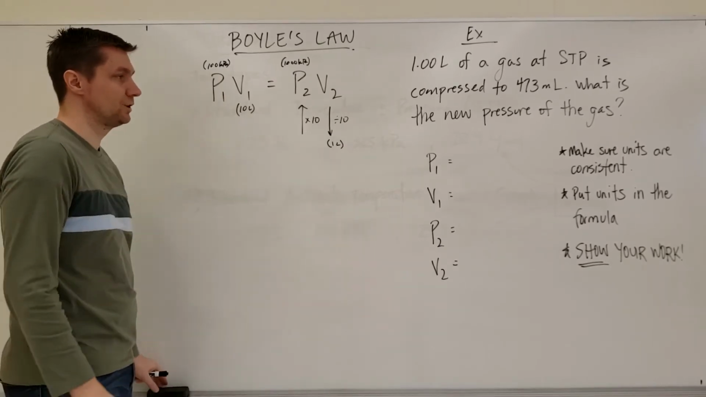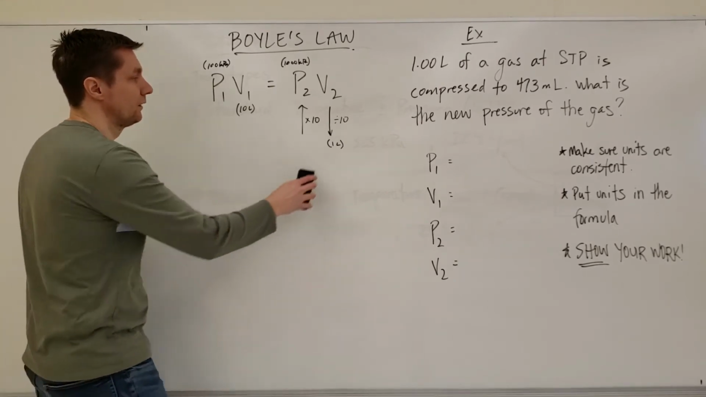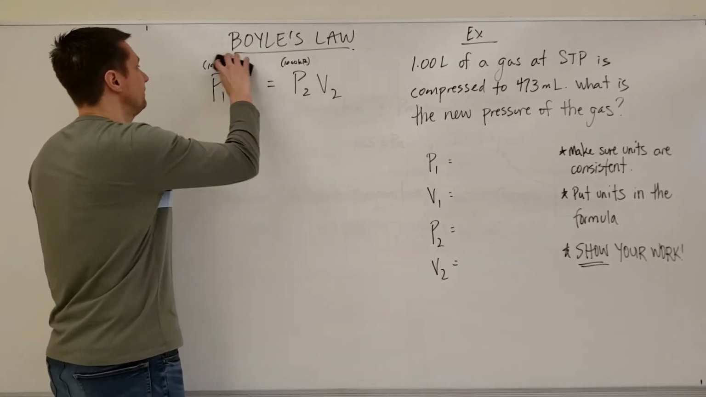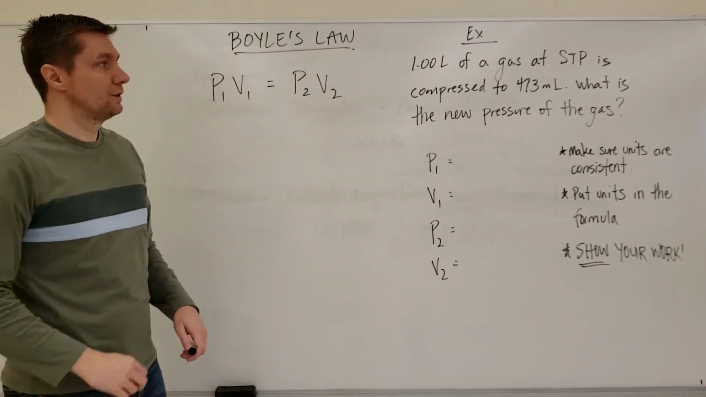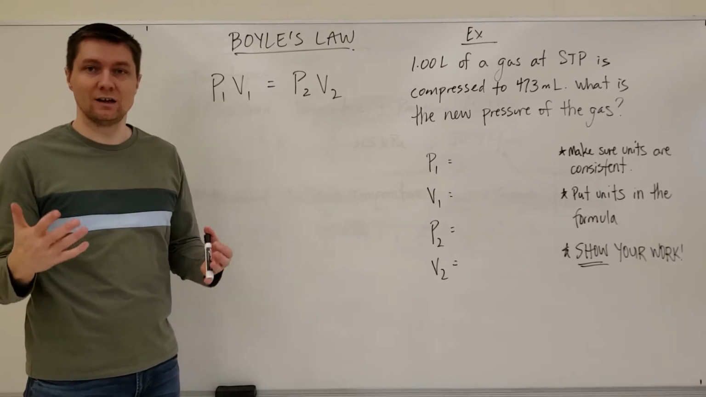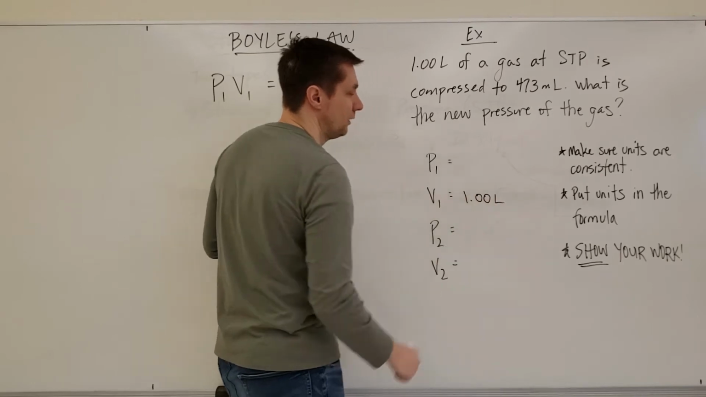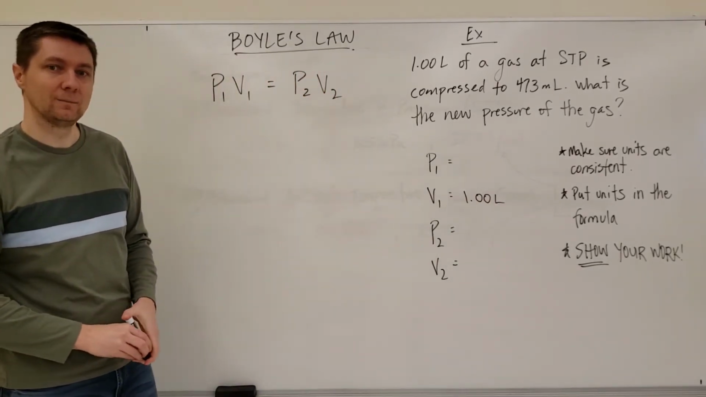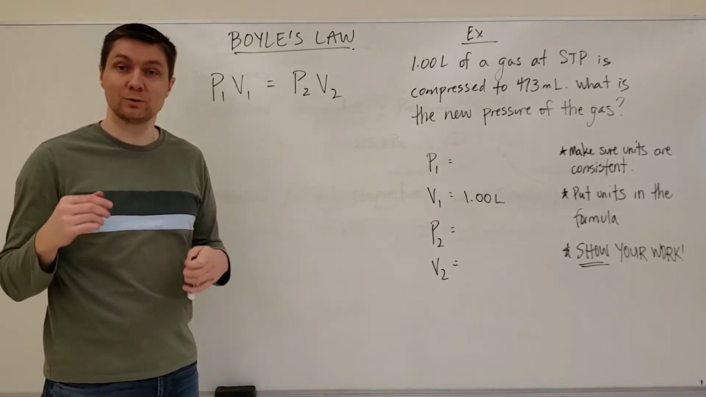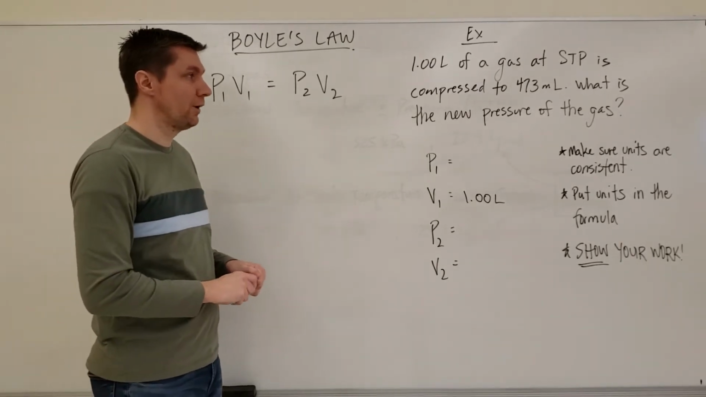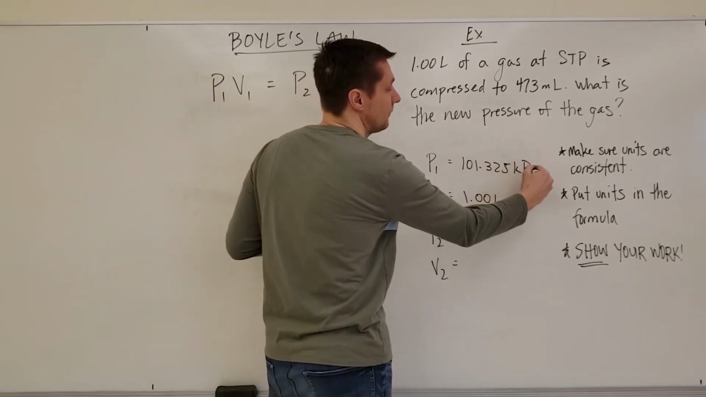So I've got a practice question here, and I want to show you how I want you to do these questions and show the work. It says that I've got 1.00 liters of a gas, so that's the initial volume. I'm just going to write that in as I'm reading the problem, jotting down the numbers that I'm given. And that gas is at STP, standard temperature and pressure, so the pressure of that gas is going to be 101.325 kPa.